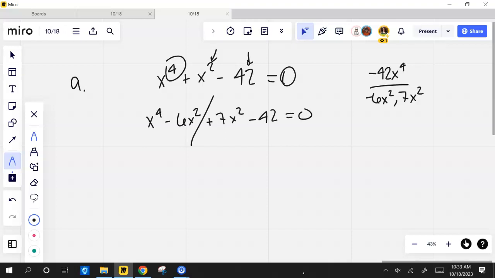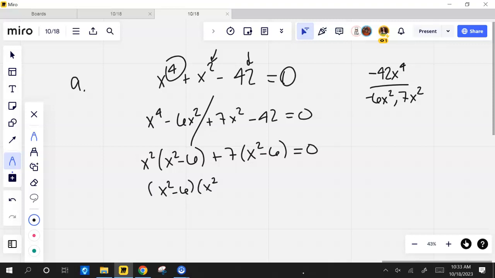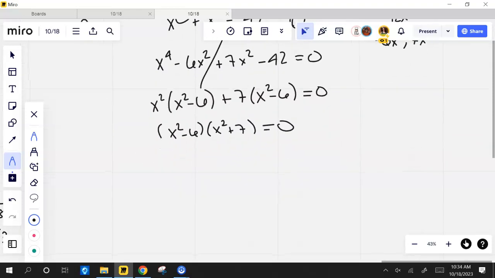Slash it. What can I take out of the first 2? What's left? What can I take out of this last 2? What's left? All right, so I got x squared minus 6, x squared plus 7, and you might go, but how in the world am I getting 4 solutions from this, right? Can I factor that any further?